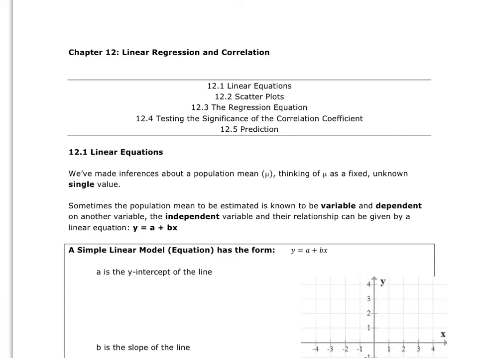So now we're on chapter 12, linear regression and correlation. It sounds like a lot of new things, which there are some new concepts, but we're going to also see that we are just continuing on in inferential statistics. So part one, what we're going to cover this part of the week is these first three sections.